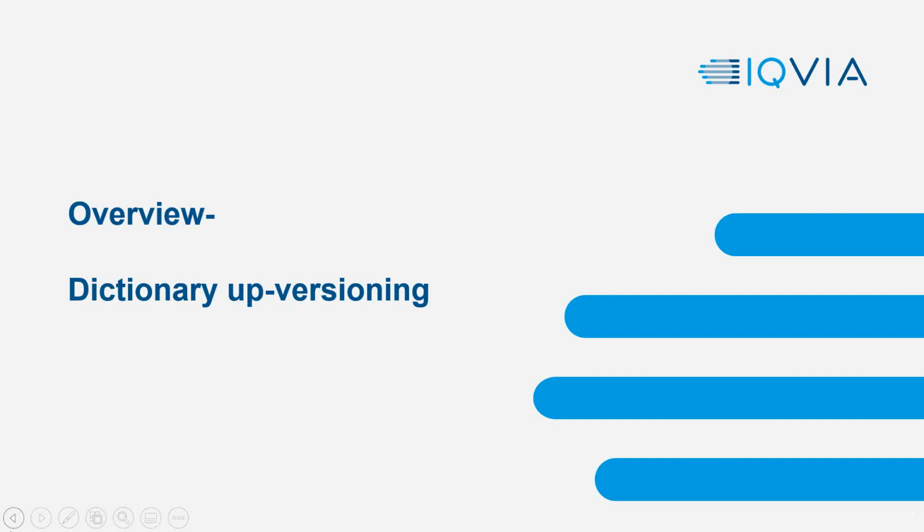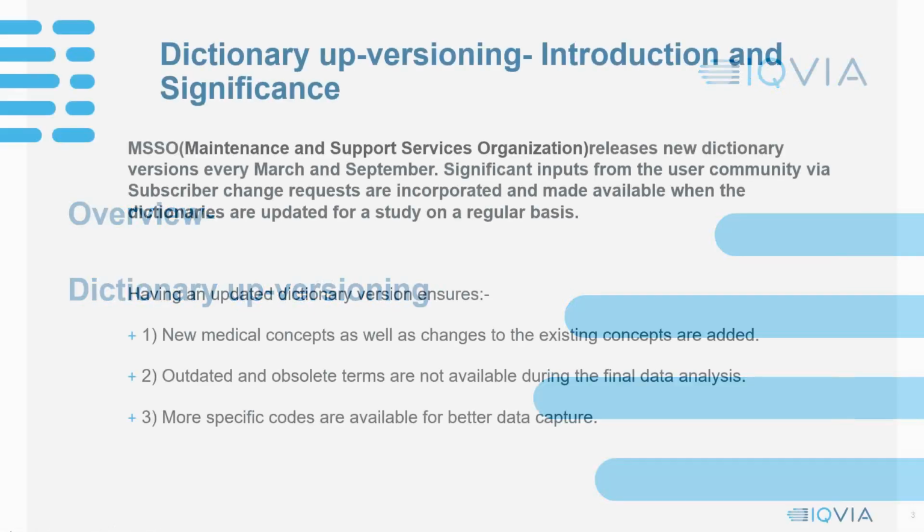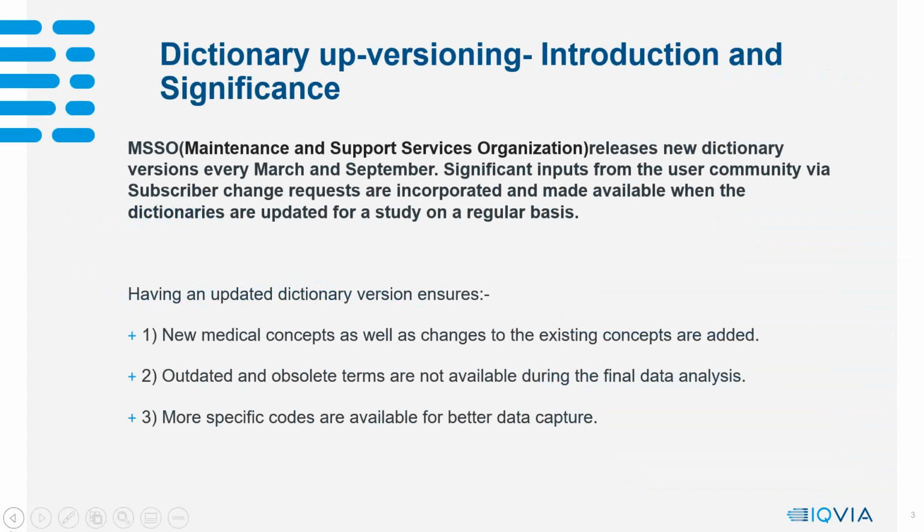So just to go over the general process, let's cover what exactly dictionary upversioning entails. MSSO, or Maintenance and Support Services Organization, releases new dictionary versions every March and September in a year. The user community for MedDRA can provide significant inputs via the subscriber change request facility. So these inputs are incorporated and they are made available when the dictionaries are updated for study on a regular basis.